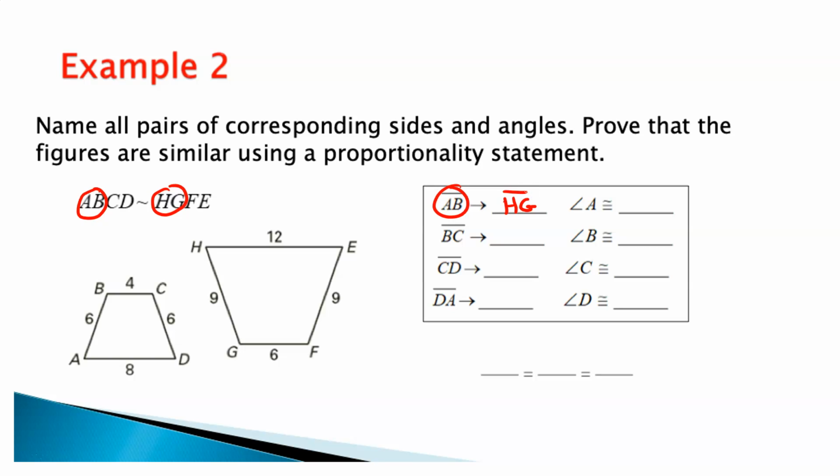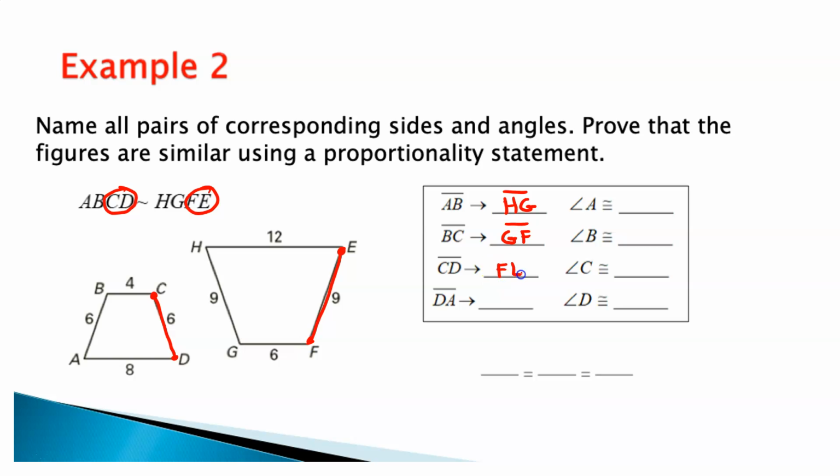Don't forget the little line segment symbol up above. Let's keep it going. From B to C, it's the middle 2 letters, so I'm going to use the middle 2 letters, GF. Just a matching game. What about CD? CD, so the last 2 letters, that side from C to D would be corresponding to which one? FE. So from F to E.